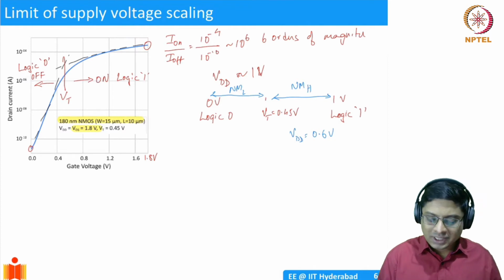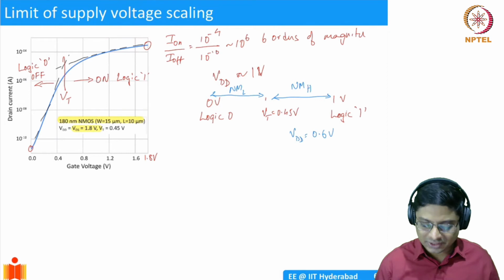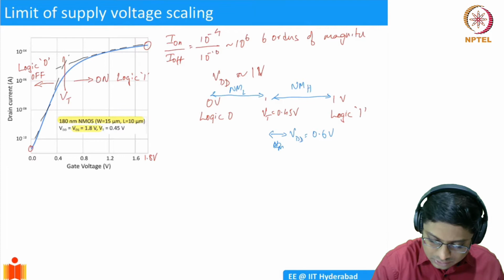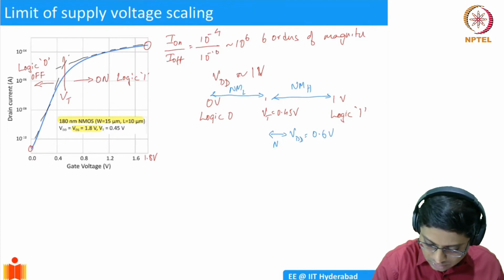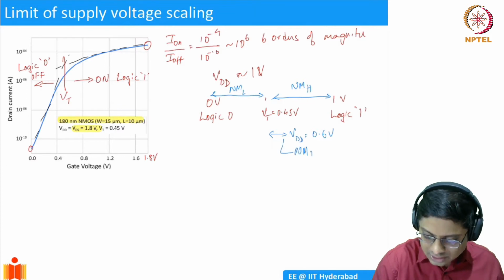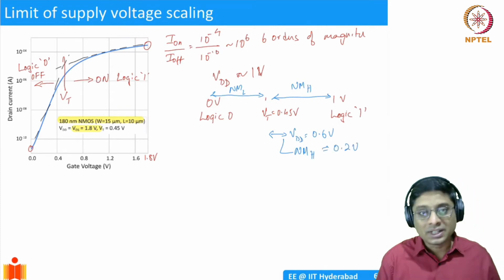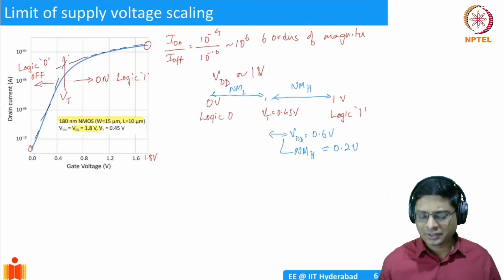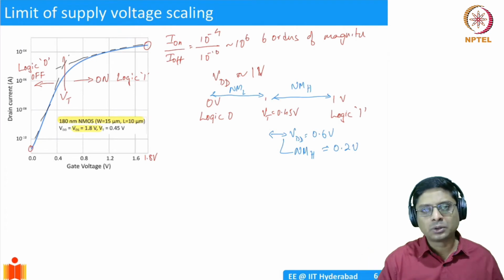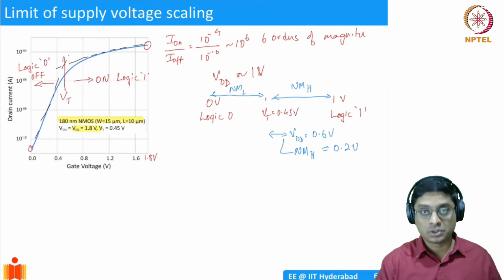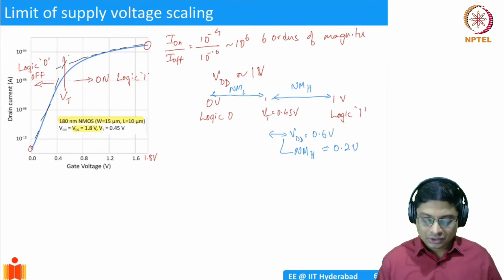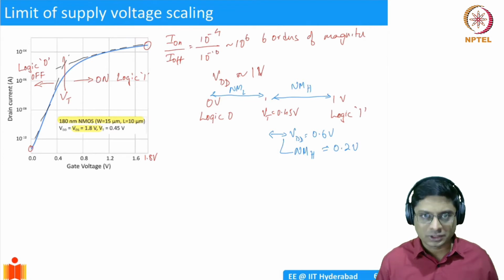But the moment I reduce my VDD to 0.6, my noise margin high will become only 0.2 volts. That means instead of 0.6, what if, because of some interference or some sudden change in currents, there's a spike, and the voltage drops down to 0.3? Then it will be interpreted as logic low, and we don't like that because that leads to an error in the computation. So for reliable device operation, we need to have high noise margins.